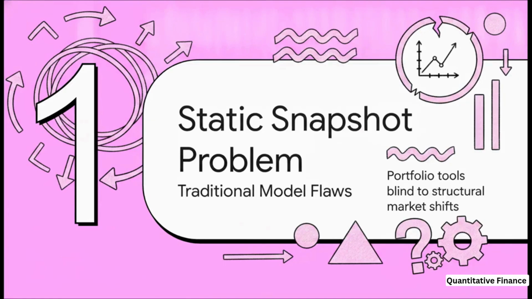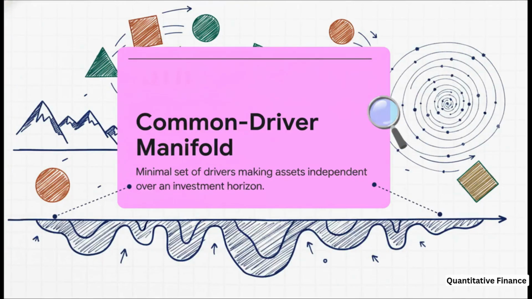All right, let's kick things off with Part 1, the static snapshot problem. To really grasp what this paper is doing, we first need to lock down its core concept, the Common-Driver Manifold. Think of the market as this hidden, constantly shifting landscape. The drivers here are basically the tectonic plates underneath everything. Conditional on these specific drivers, all the cross-sectional co-movement between your assets is totally explained. Basically, the assets become independent of each other because all their shared risk is completely captured by this manifold. It's the geometric structure that dictates the whole shebang.